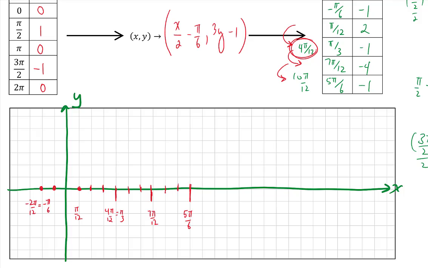So now let's add our points. First point, negative pi over 6 and negative 1. So let's say that's there. Pi over 12 and 2. Pi over 3 and negative 1. 7 pi over 12 and negative 4. And then back up to 5 pi over 6 and negative 1.